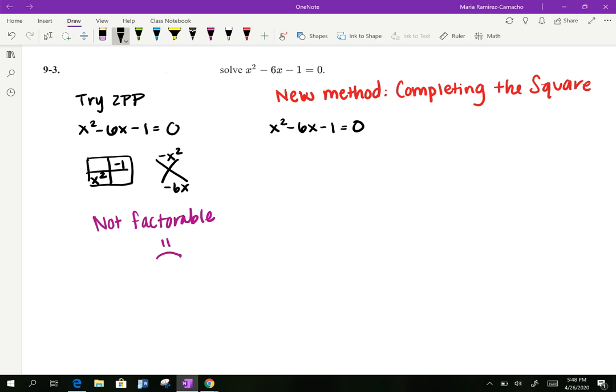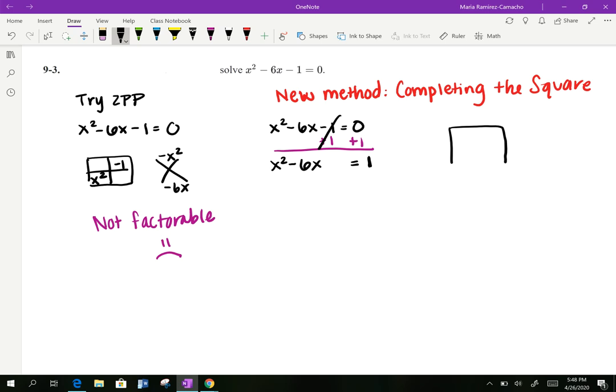Very quickly, to make the steps solving for x easier later, I'm going to add 1 to both sides. I want to move this constant term over to the other side. That gets rid of that term on the left side. So all I'm left with on the left side is the x squared term and the x term, and then I have the constant term on the other side. Okay.